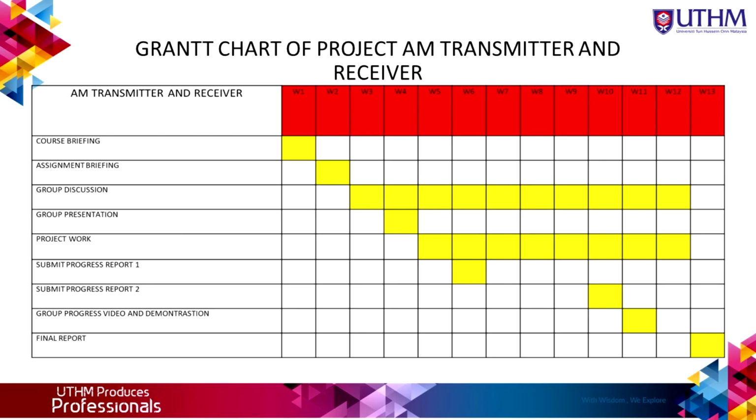I'm here to explain about the Gantt chart of our project. First week and second week is about course and assignment briefing. Then group discussion is in third week. Then group presentation is at week 4. Then project work will be held from week 5 until week 12.